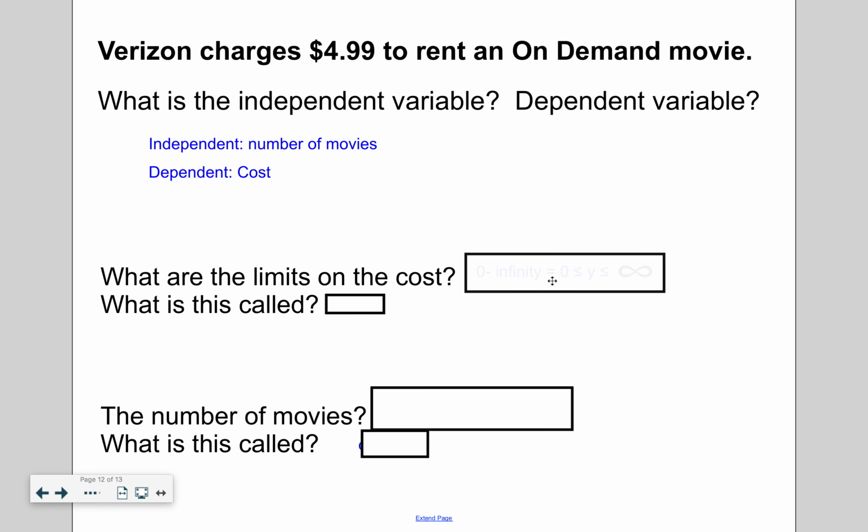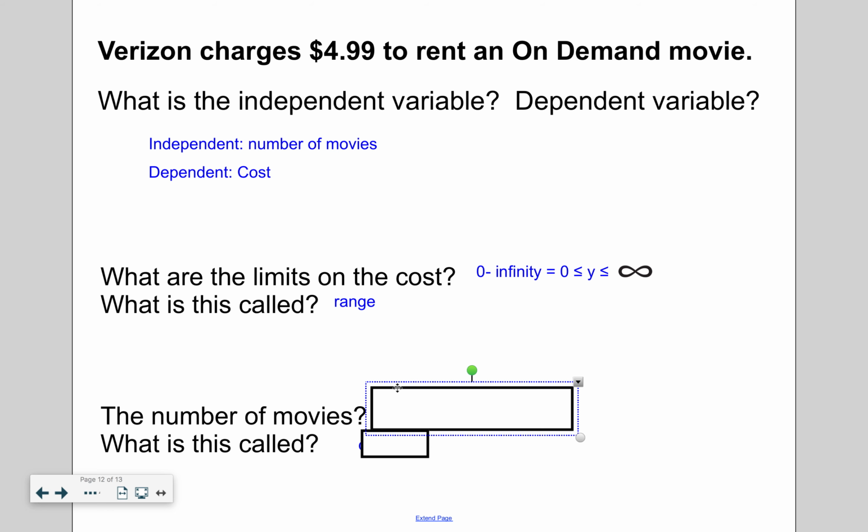But what's the highest amount? It's actually infinity. I mean, maybe you're going crazy and you're just renting movie after movie after movie. You could rent infinite movies. So this is a little different. It does stop in one direction, but it doesn't stop in both. And this is the range because cost is the Y value, the dependent.